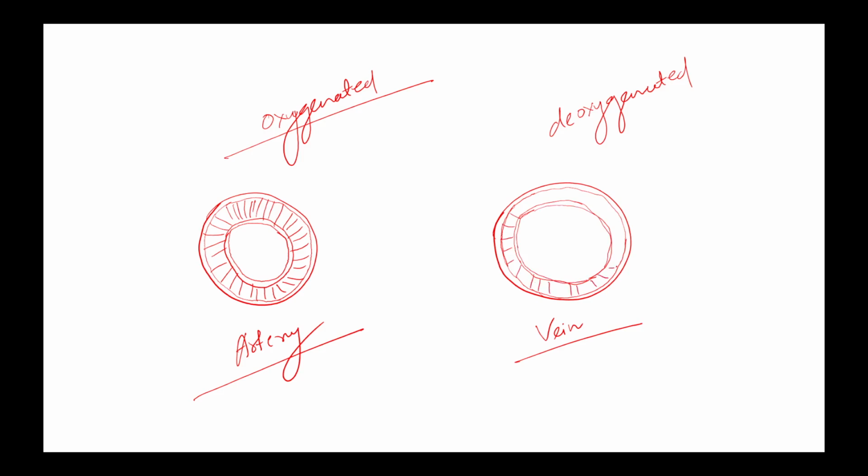So if you'll see the diameter or the thickness, the void or the space inside the artery is less, and the walls of these arteries are thick. These are thick smooth muscles present in the artery. However, in the case of veins, the smooth muscles are thin.